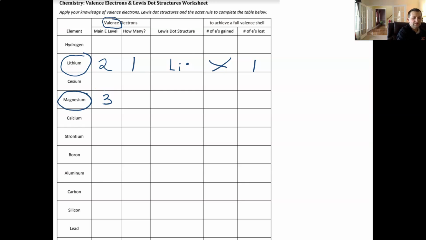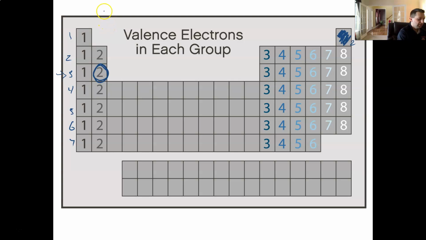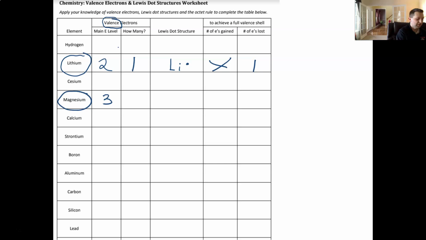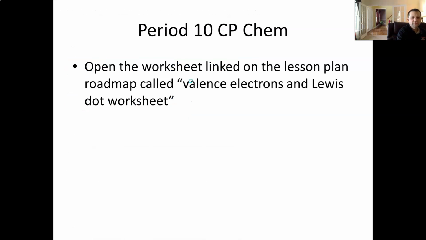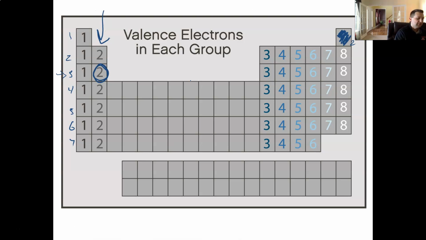How many valence electrons does it have? We're here, so it's in the second column, so 2 valence electrons. Lewis dot structure, you put the symbol, which is Mg, 1, 2. It's a little sloppy, but there's 2 there. Finally, is magnesium going to want to gain 6 more electrons or lose 2?